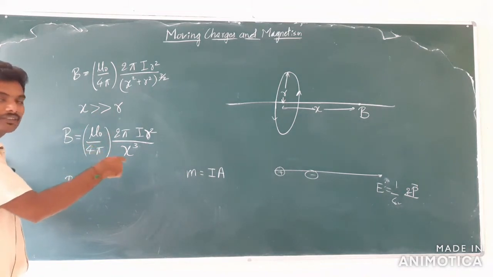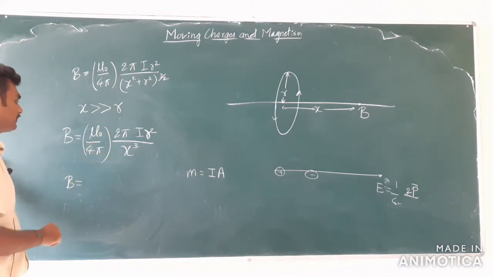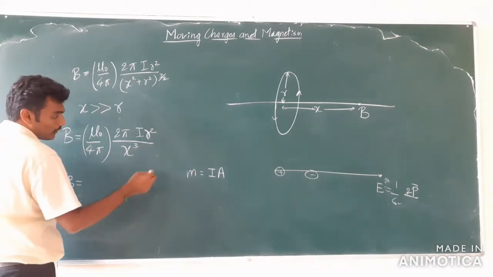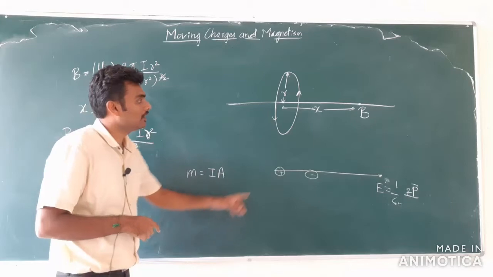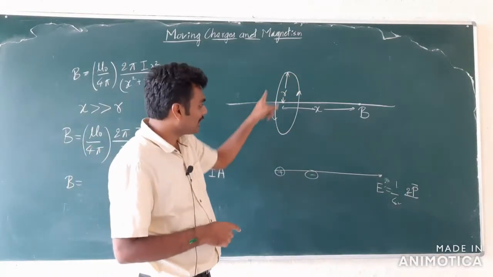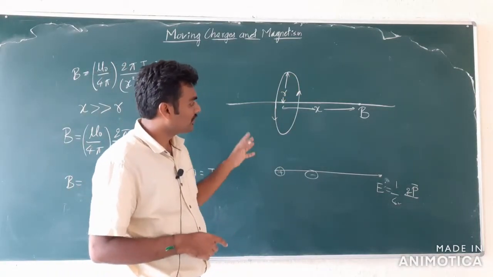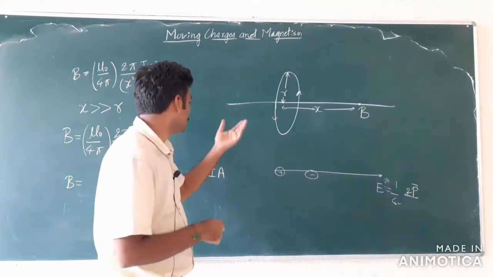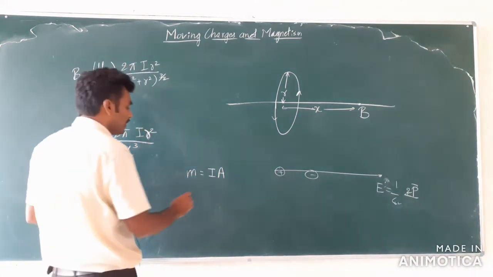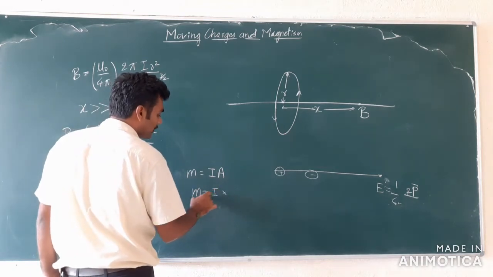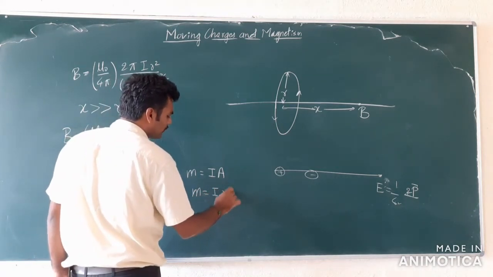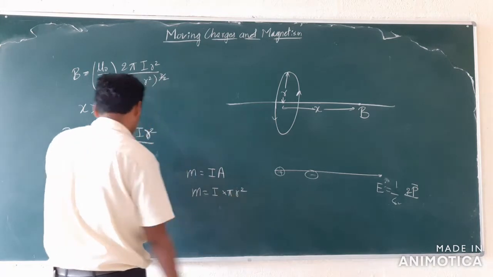So I can directly write it as IA simply. So now what is A? A is the area of the loop considered. And what is that area of loop? Since the loop is of circular shape, the area of the loop is pi r squared. So for this loop, m becomes equal to I into pi r squared.